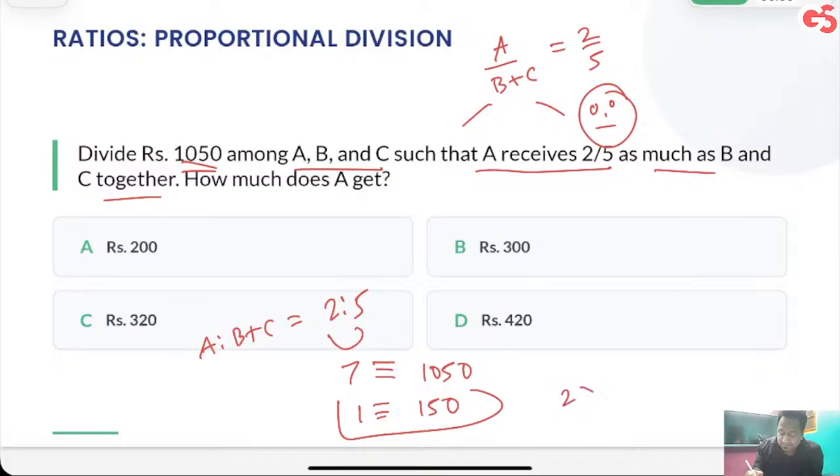Rupees 300. Cool. I don't know how you got 420, Gaurav and Ritu. Okay, Yug says something.